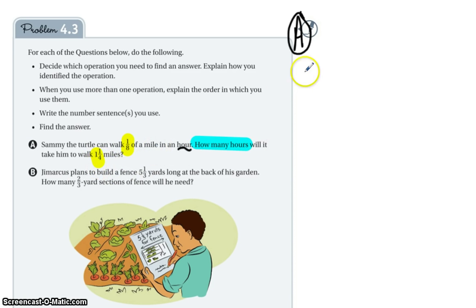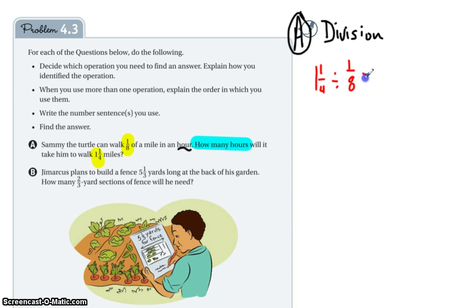Well, that's a division problem, okay? Because the only way that I can find that answer is through division. So we are going to use division in this problem. And that should be the only operation that I need to use. So then my number sentence from this would be, this is my total. So he's walking 1 1/4 miles, and I want to figure out how many eighths there are. So that would be 1 1/4 divided by 1/8.